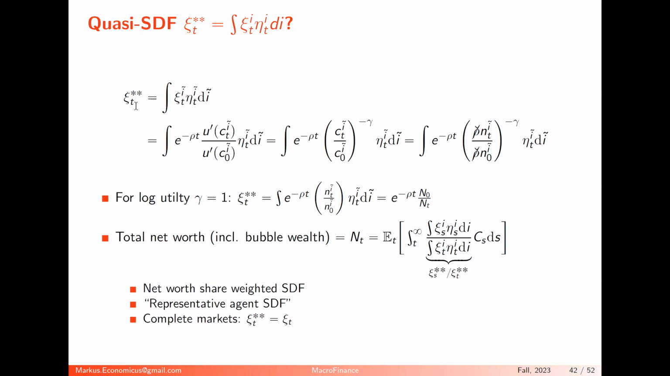So this quasi SDF, or this representative agent SDF, this Xi double star, is the one I used in order to split the asset pricing equation into the discounted cash flows plus the discounted service flows. And now the transversality condition holds, so I never have these infinity terms floating around. So it's a much better interpretation of the outcome.